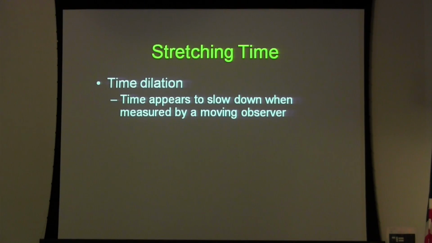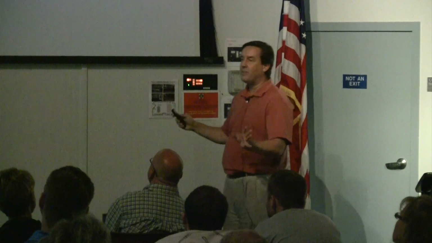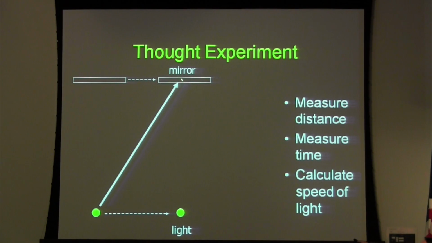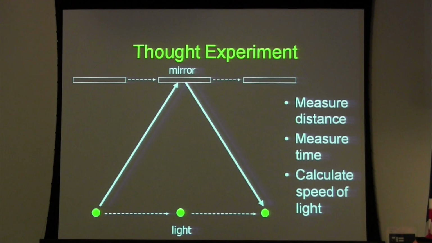First crazy idea, time stretches and shrinks, okay? Time dilation. Time appears to slow down when measured by a moving observer. Okay? An observer in motion measures a slower amount of time. Okay? Now we're going to do a little thought experiment just to illustrate that real quick. We're not going to give you the mathematics of it. The idea is that if we shine light to a mirror and the light and the mirror are in motion, well, the light is going to travel along this, hit the mirror, and then come back down.